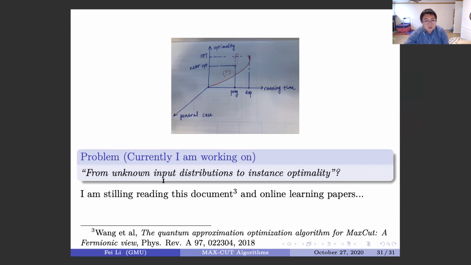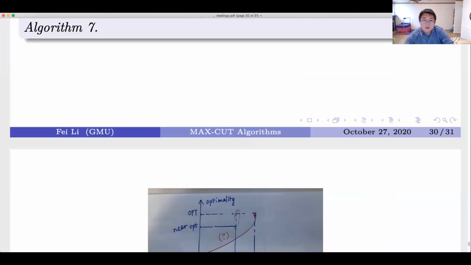Essentially, I will try to answer the question from unknown input distributions, whether we could construct some of these algorithms such that for special instances, we can find the optimal solution using quantum algorithms, but just run a few rounds and not get the optimal solutions. But this algorithm must be for some special instances. So I'm still reading the documents, which I'm not presenting here, and also some of the online learning papers on classical computers, and trying to bring them back and integrate them together to find the answers for myself.